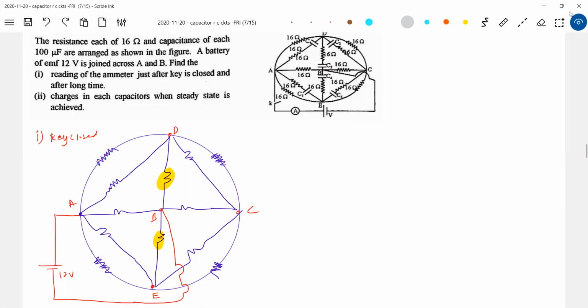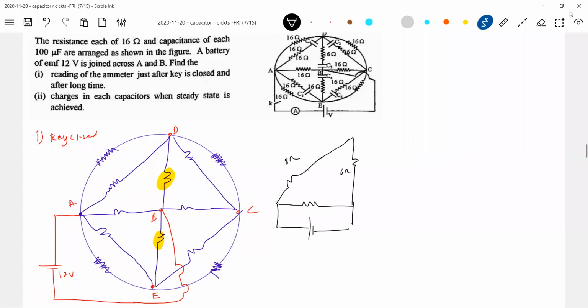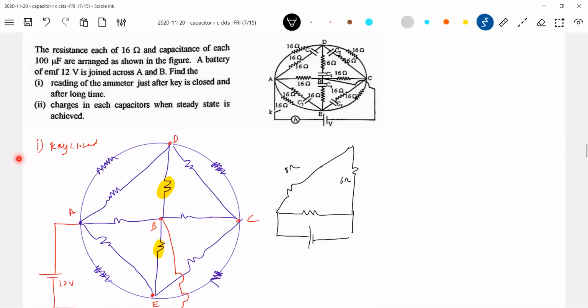Now come for this. These two are in parallel. These two are in parallel. The cell is, if you want, you can directly bring the cell here. These two are parallel, these two are parallel. So the next set of diagram will be, we'll have this one. So 16, this will be 8 ohm. 6 ohm. 16, 6. All are 16.